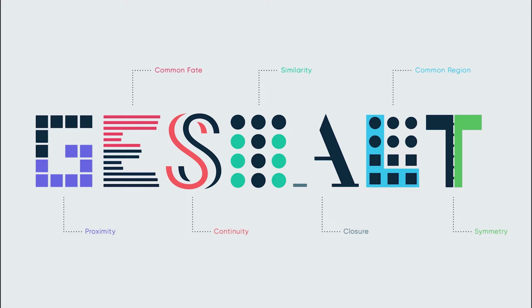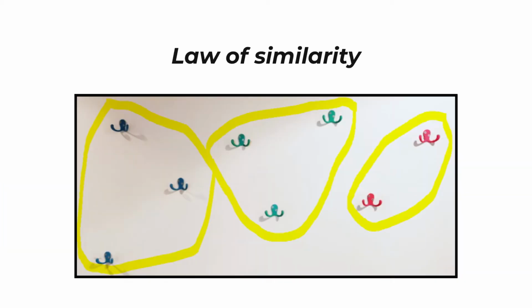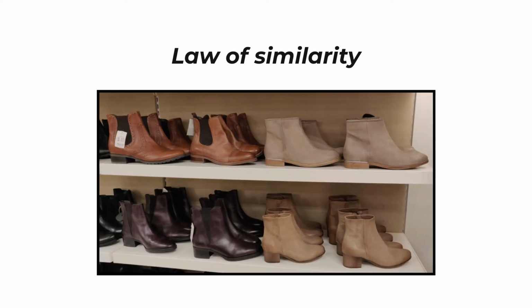We chose this topic because once we learned what they are, we started seeing them everywhere. Proximity is grouping things together that are near to each other, like these buttons and names beside doors, or these cloth hooks on the wall. But then again, these hooks are divided into more groups by similarity as well. You see the colors? Or like these shoes, this is what everyday proximity and similarity looks like.